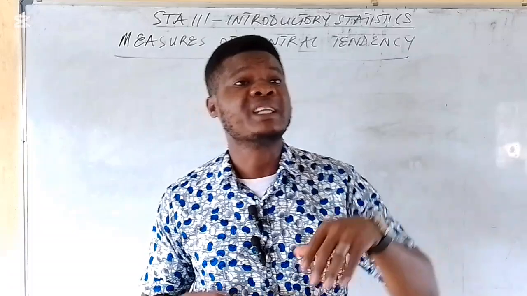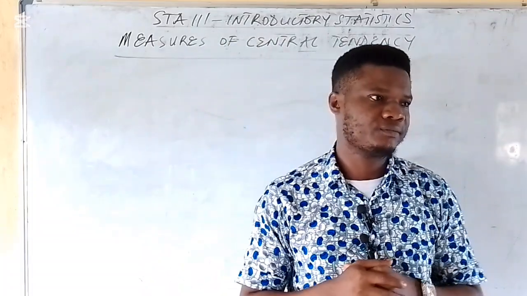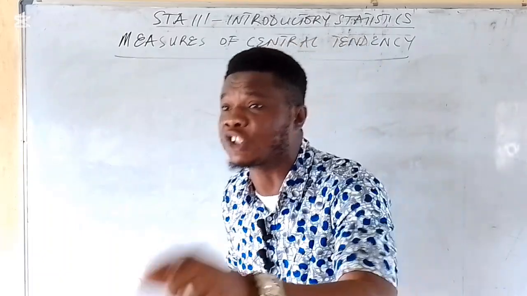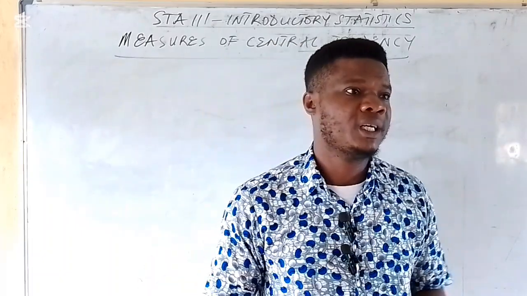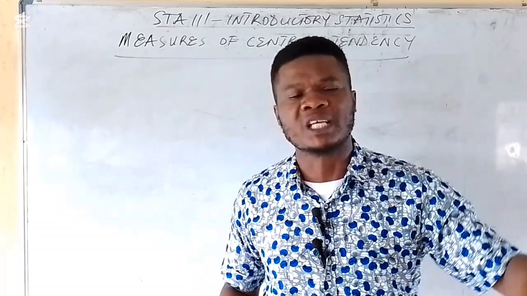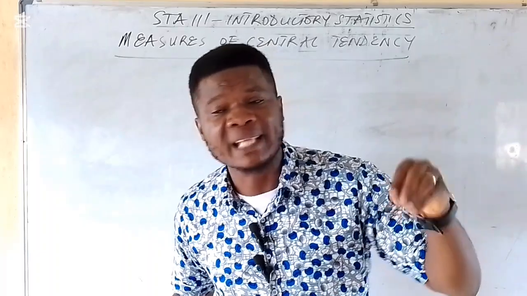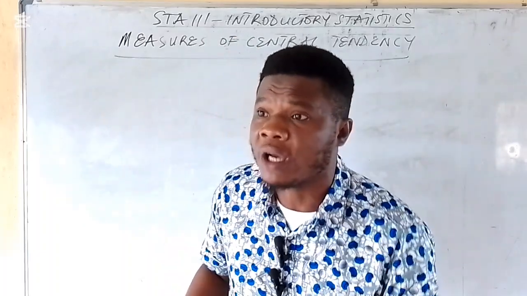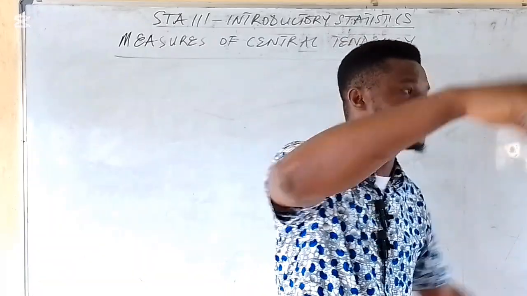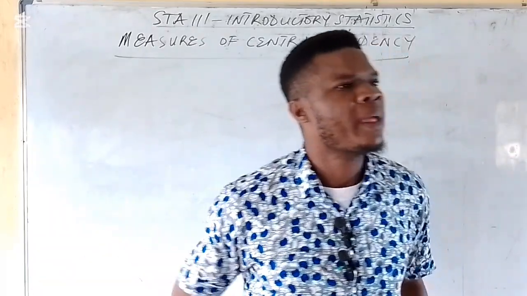Now, what then is a measure of central tendency? A measure of central tendency can be compared to an electoral process. A measure of central tendency can be compared to a selection process. And it will do one thing, just like the electoral process or selection process. It will produce for us a representative value, just like a governor, a class rep, a president, that will represent the entire class. Is it clear?